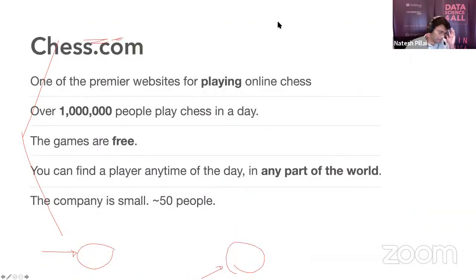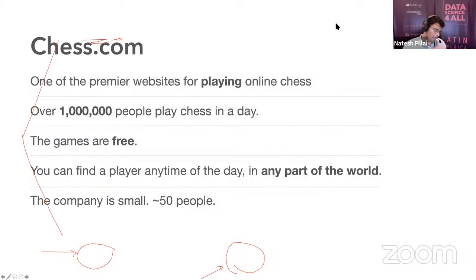Let me tell you a little bit about the site. About 1 million people play there in a day. The games are free. The business model is that chess.com charges a small monthly subscription fee, and then once you go there, you play the games. The company is really small, about 50 people. They're my friends. It's a wonderful company.